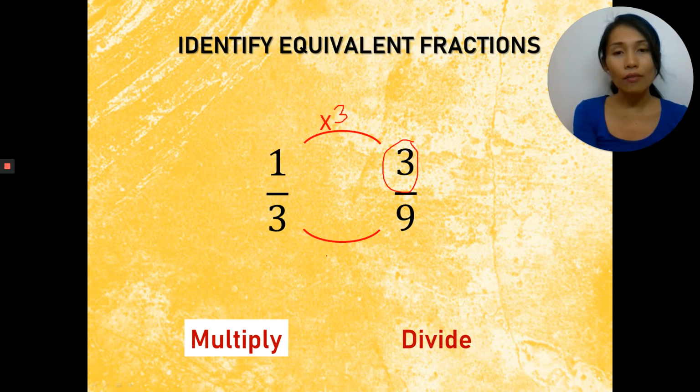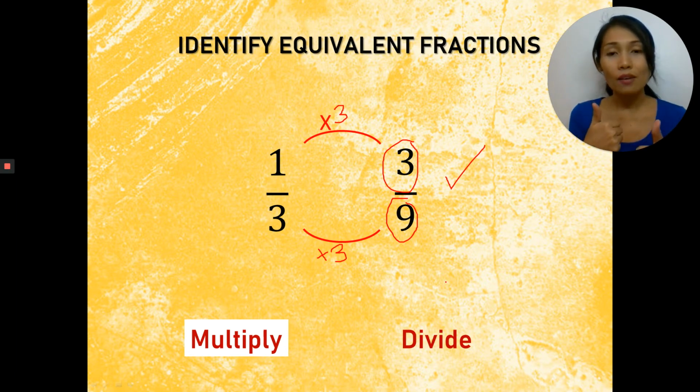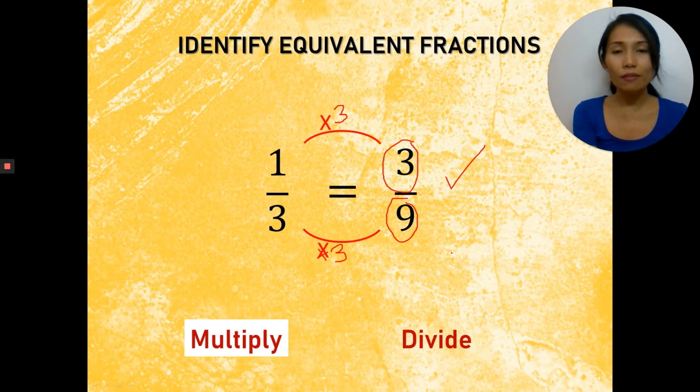Now let's see if we multiply 3 over here, if we get the same answer. 3 times 3 equals 9. So is it correct? Yes. If it's accurate, if it's correct, if it fits, then that means they are equal. All right, they are equivalent fractions. 1/3 and 3/9 are equivalent fractions.